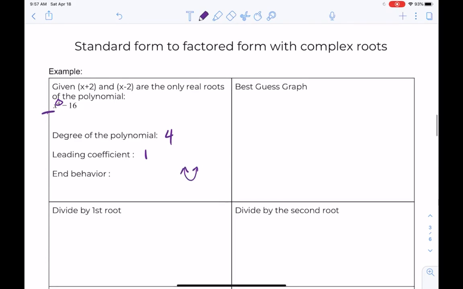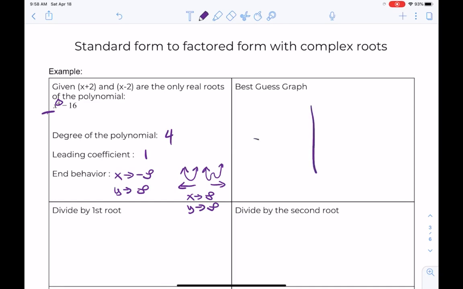Now this is degree 4, so it should have more hills and valleys than that, something more like this, but both arms are going to be facing up. So as x goes to negative infinity, so it would be going this way, what's y doing? Going to positive infinity. And then going this way, as x goes to infinity, what's y doing? Y is still going to infinity. So the end behavior is the same because it's an even degree polynomial. Leading coefficient is positive, so arms up.